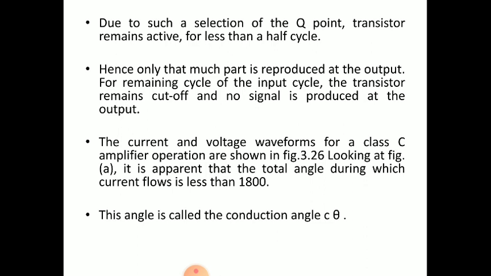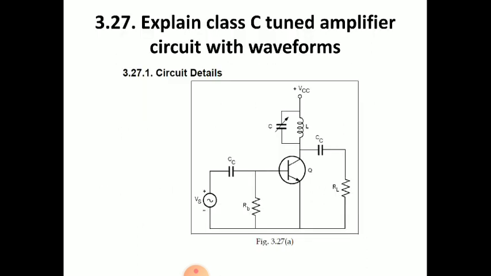The current and voltage waveforms for a class C amplifier operation are shown in the figure. Looking at the figure, it is apparent that the total angle during which the current flows is less than 180 degrees. This angle is called the conduction angle, that is theta.